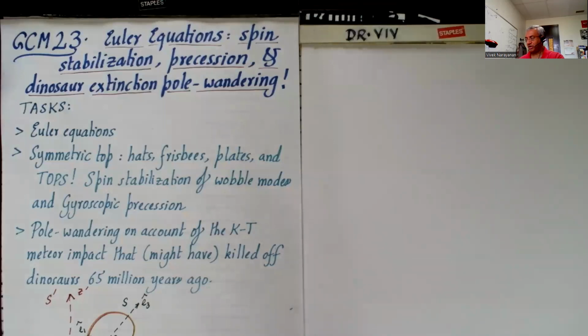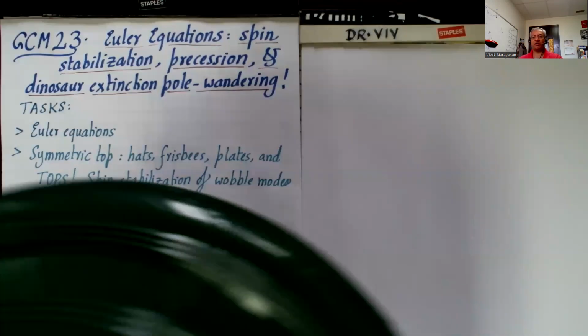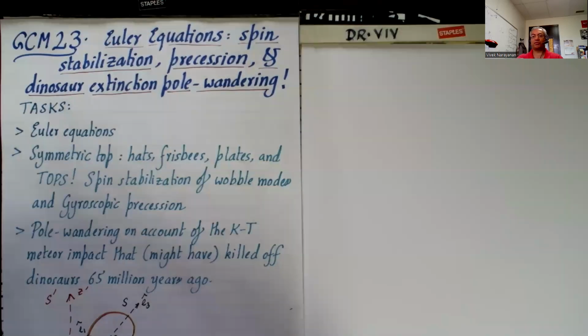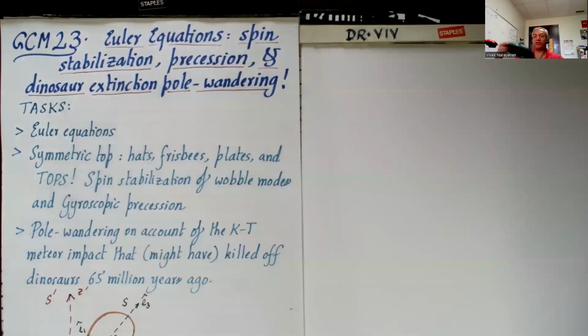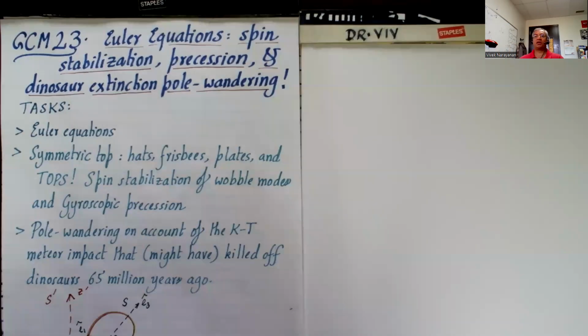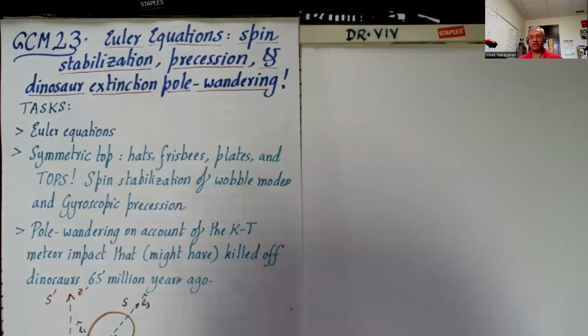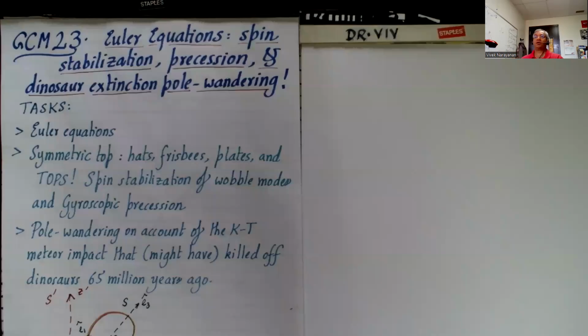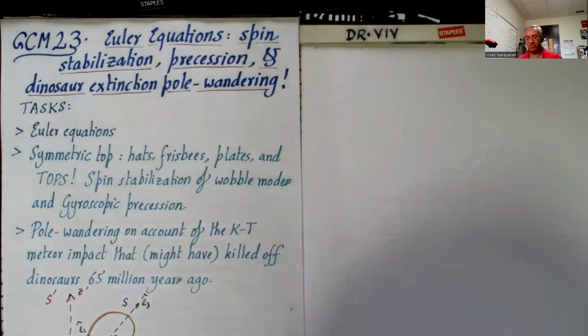So when I say spin stabilization, I mean something like this. Everybody knows that a frisbee or a hat needs to be spun in order for it to travel. So you need to spin it like this. And that stabilizes the motion. This stabilization also involves wobbling. So if you look at this frisbee carefully, it's going to wobble as it spins. We'll be studying that wobble and show that the wobble is actually stable. And that's what leads to stabilization due to spin.